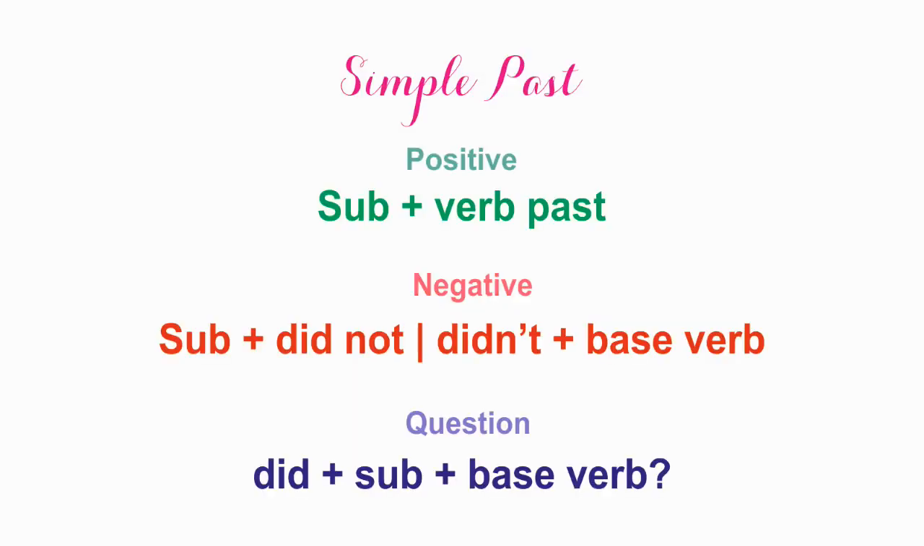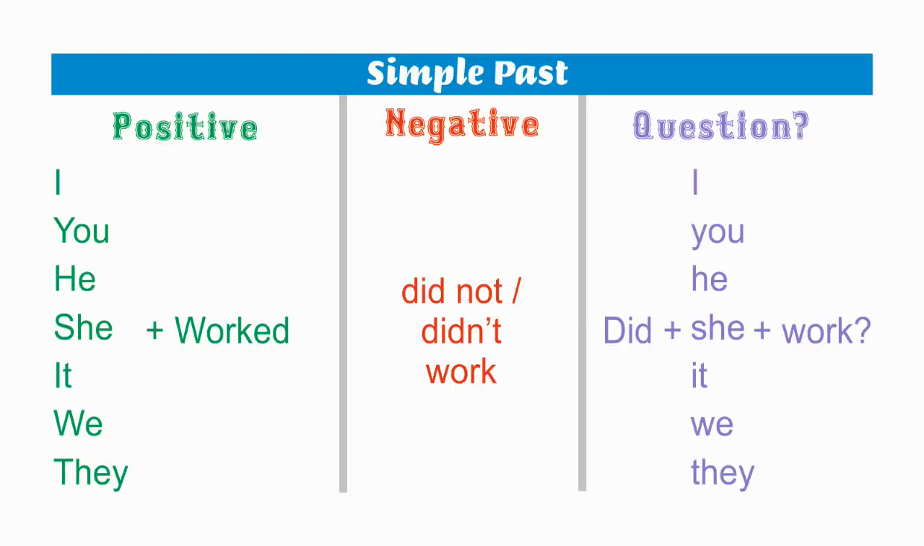Moving on to negative sentences. We have subject first, then the auxiliary verb did and not, and we have a contraction here. Did not contracts and becomes didn't. And the base verb work. So, I didn't work, you didn't work, he didn't work, she didn't work, they didn't work. You can also use some other verb instead of work. For example, she didn't study, they didn't write.